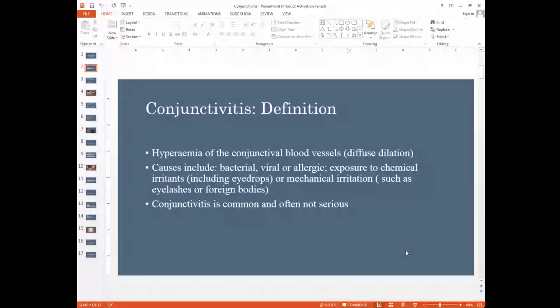So the causes can be bacterial, viral, or allergic, but it can result too from exposure to some chemical irritants, including eye drops, or mechanical irritation such as eyelashes or a foreign body. Conjunctivitis is common, and you will see it, and it is often not very serious.